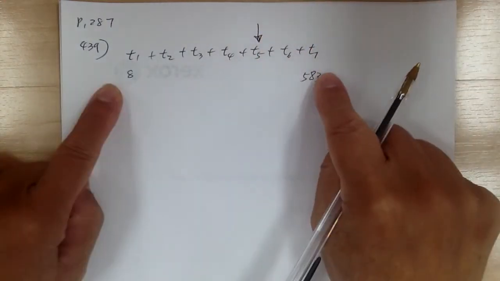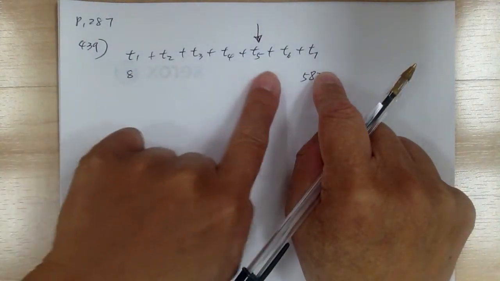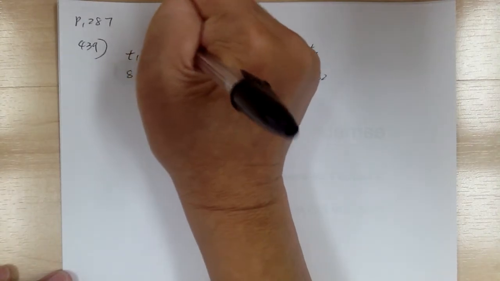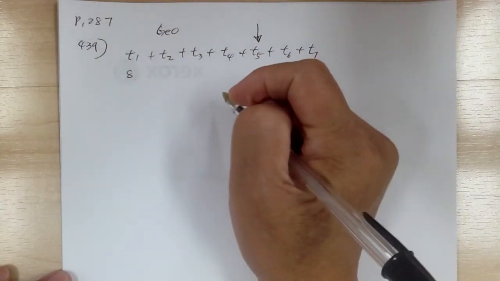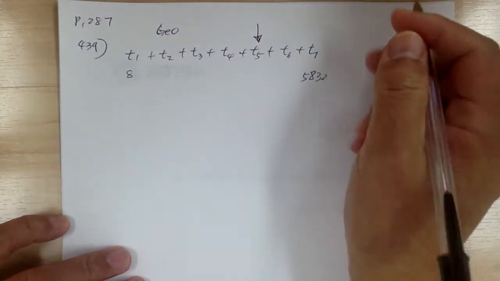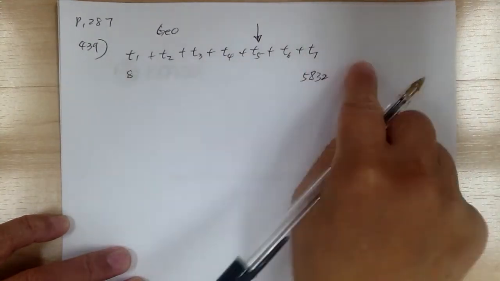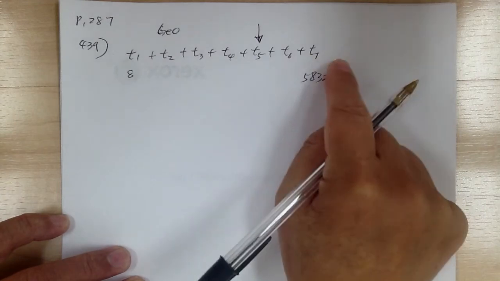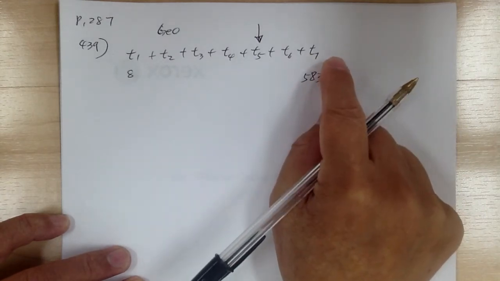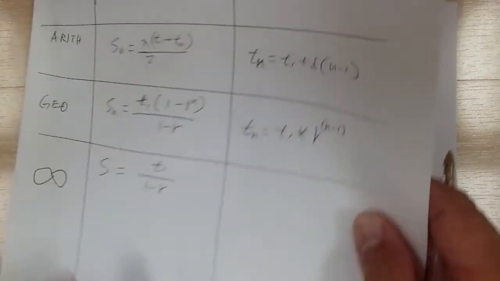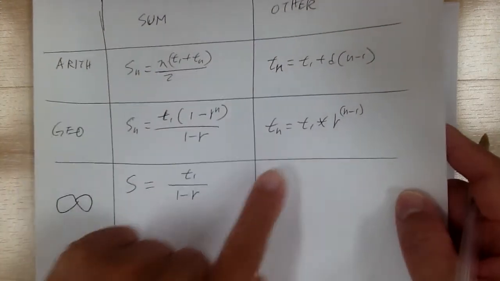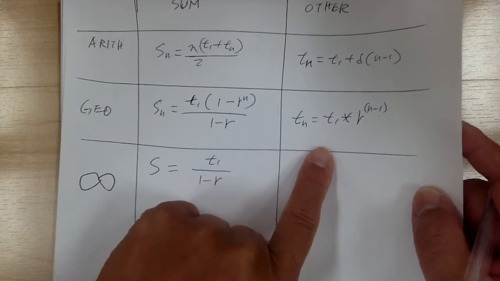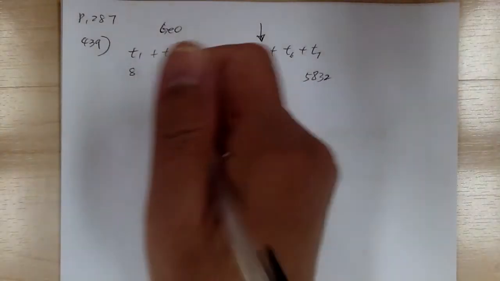So again, you've got 2 numbers, and you're going to insert 5 geometric means between them. Again, write down all your information. So this is geometric. From here we can find the common ratio. For geometric, once you know the common ratio, you can figure out any term. Again, one formula for sum, the other formula for everything else. So use this formula over here.